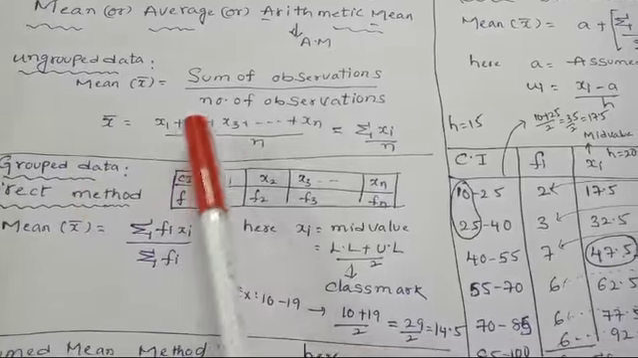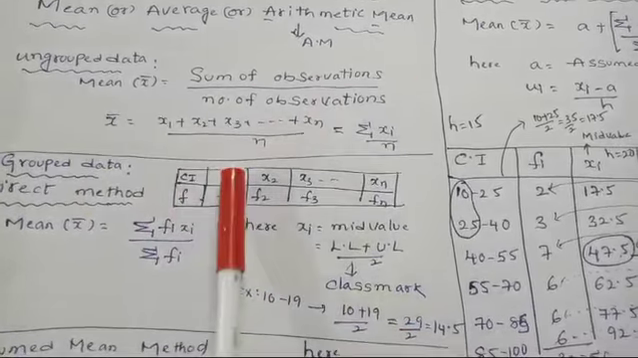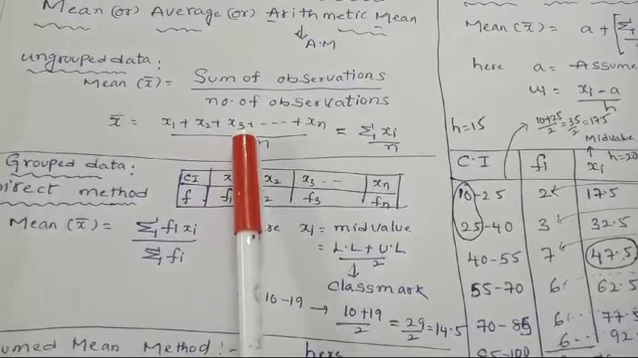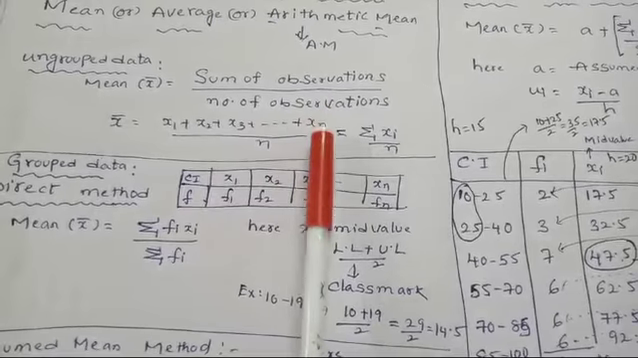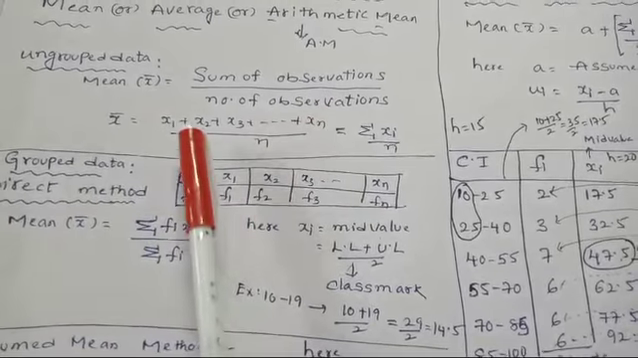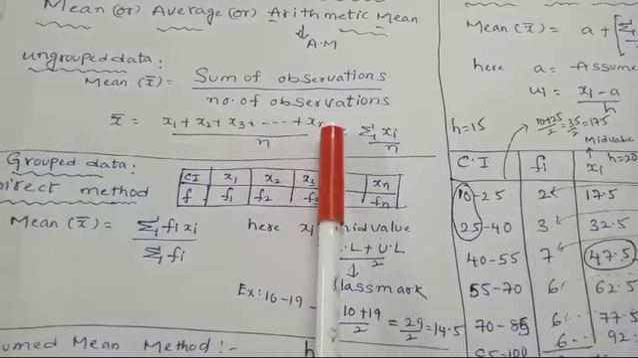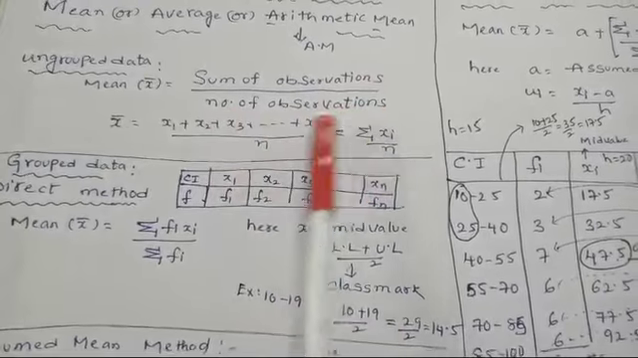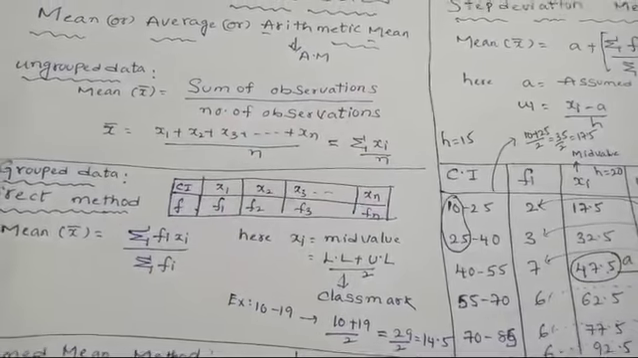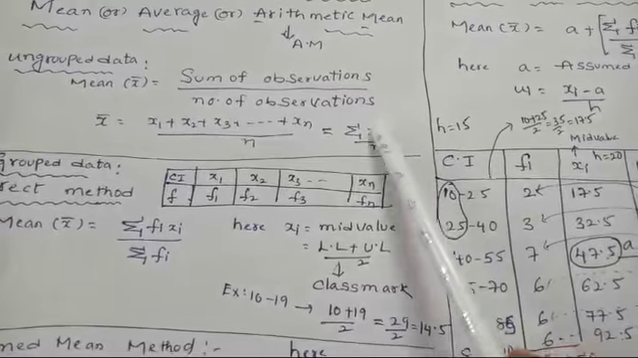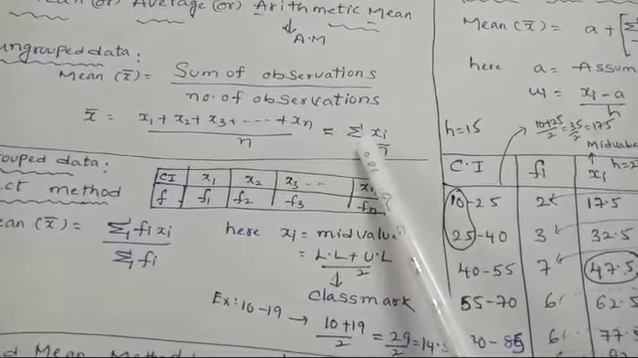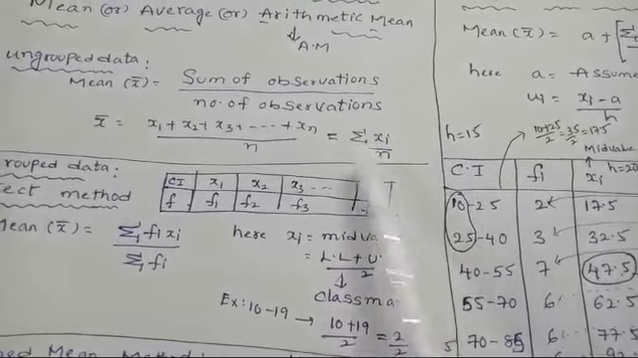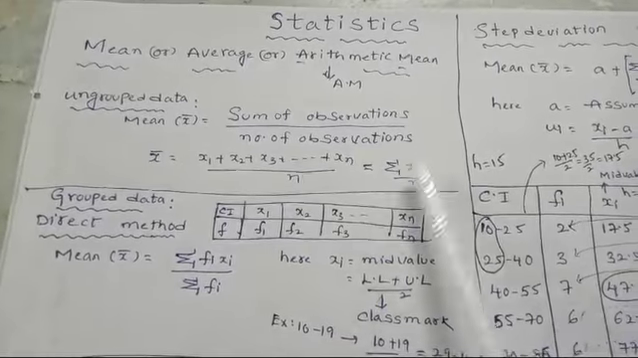So x bar is equal to these n observations. x1 is one observation, x2 is one observation, x3 is one observation, and so on up to xn, n observations. So x bar equals x1 plus x2 plus x3 and so on plus xn, divided by n. That is the sum of observations divided by the number of observations. We write this in symbolic form using sigma, the summation symbol. Sigma xi by n is the ungrouped data formula. We can use this one.